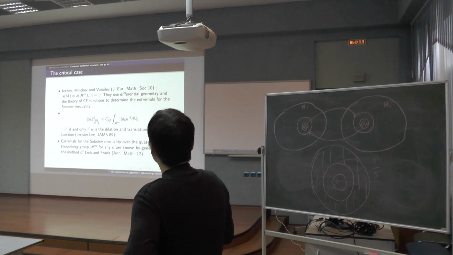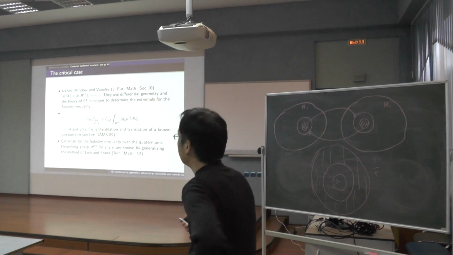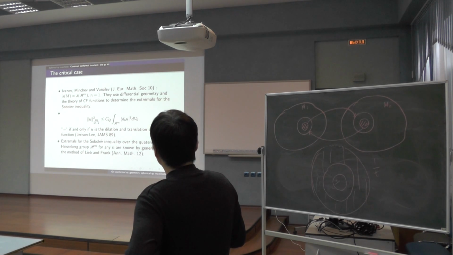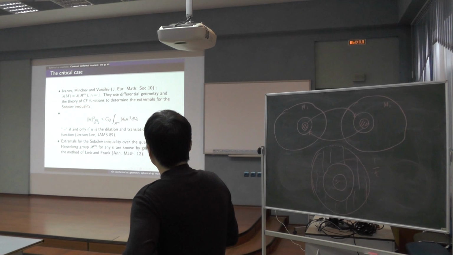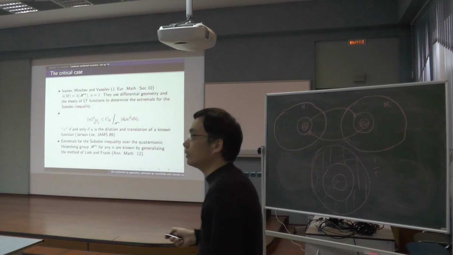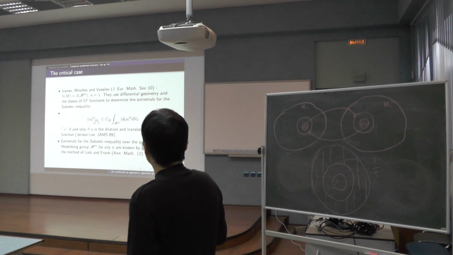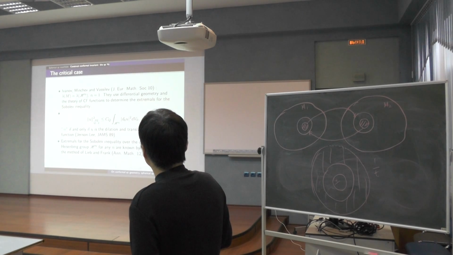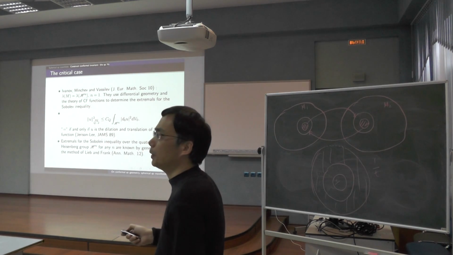Some European mathematicians studied this case for n equal 1. And it involved determining the extremals of the Sobolev inequalities. It means the P norm of U squared is less than the horizontal gradient, for some sharp constant, and this inequality becomes equality if and only if U is a dilation and translation of some known function. I do not write the specific form of this function. This result was proved by Jerison and Lee in 1989 in a very complicated method.